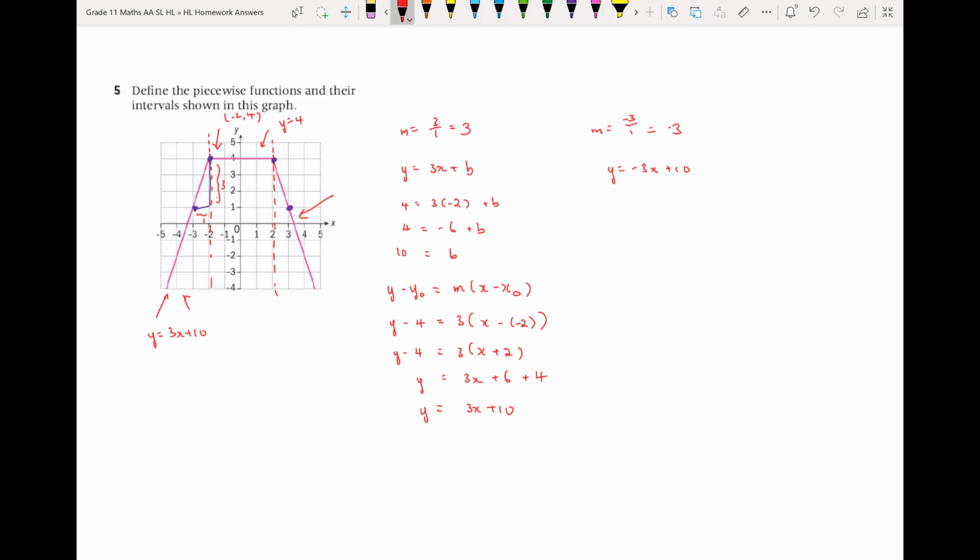But if you don't believe me, then go ahead and plug in this point, which is 2, 4, and do the same thing. So if you pretend that you don't know what the y-intercept is, then just plug in the points that it passes through, which is 2, 4. And then you should easily see that the y-intercept is also at 10.